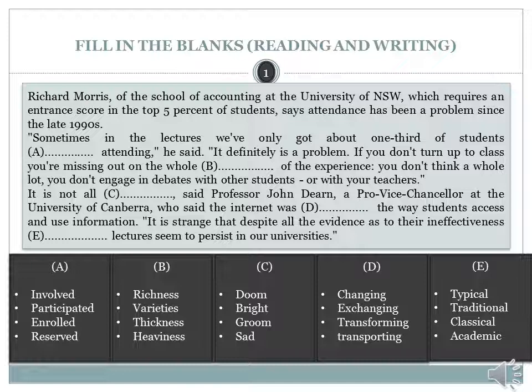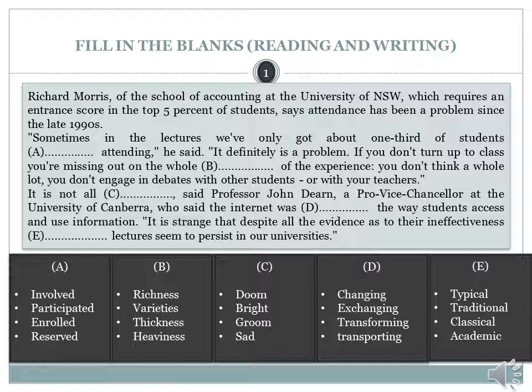It definitely is a problem. If you don't turn up to class, you're missing out on the whole richness of the experience. I think that most of you got this right. Some of you have marked varieties. Okay, so I will clarify that. Guys, the whole dash of the experience. The whole variety would have been okay, but not varieties of the experience, because it is a singular noun that is implied, right?